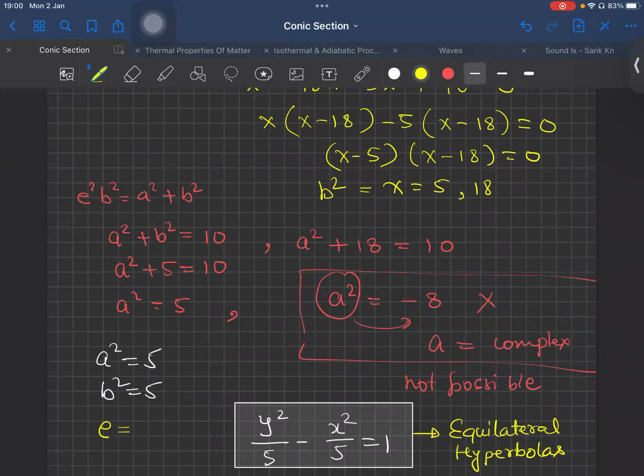So if you find e, from here you substitute and find out the value of e. So e square will be equal to what? 1 plus a square upon b square. a square is how much? 5. b square is how much? 5. So e will be what? Square root of 2, right? Equilateral hyperbola. Understood? Yes or no? Tell me, did you understand this one or not? Yes, sir. Okay. So we'll end the class here.